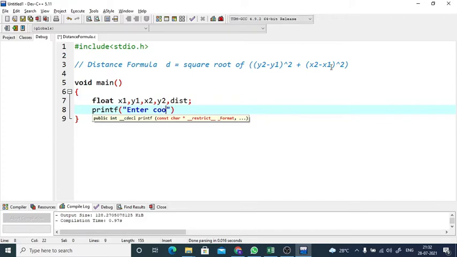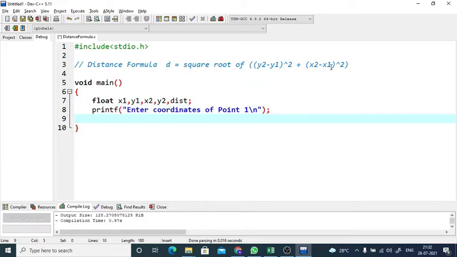So the very first question is: enter coordinates of point 1. Coordinates will be taken as x1 and y1. So it will be scanf, %f, and it will be ampersand x1 ampersand y1. Be very careful while doing this, because unknowingly you will end up putting x1 and x2, which is not correct, because I am taking x and y coordinates of point 1. So it has to be x1 and y1.